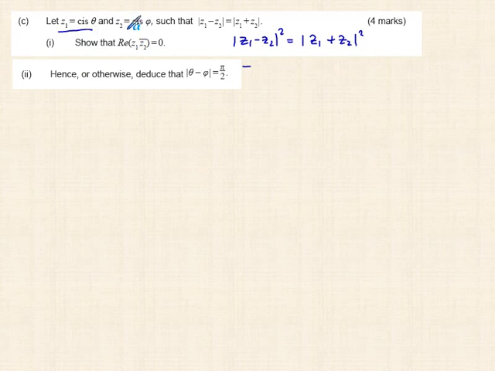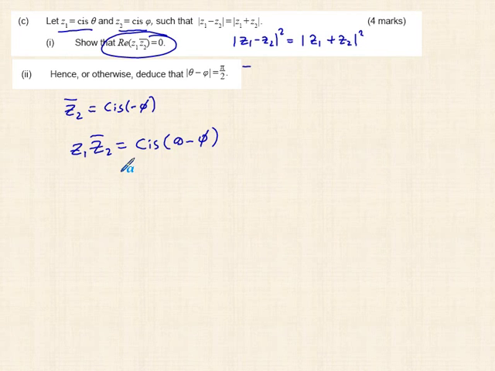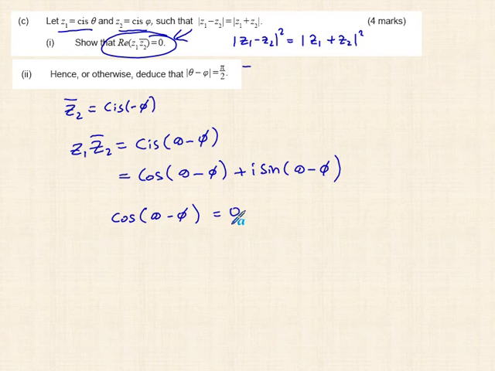z1 we know is cis theta, z2 is cis phi, so z2 bar would be cis negative phi, and then z1 z2 bar would be cis theta take away phi. Now remember that this is cos theta take away phi plus I sine theta take phi, and since we know the real part is 0, that tells us that cos theta take away phi is equal to 0, and one solution to that is that theta take phi is equal to pi by 2. Another one is negative pi by 2, so if we put a modulus around there, that does the trick.